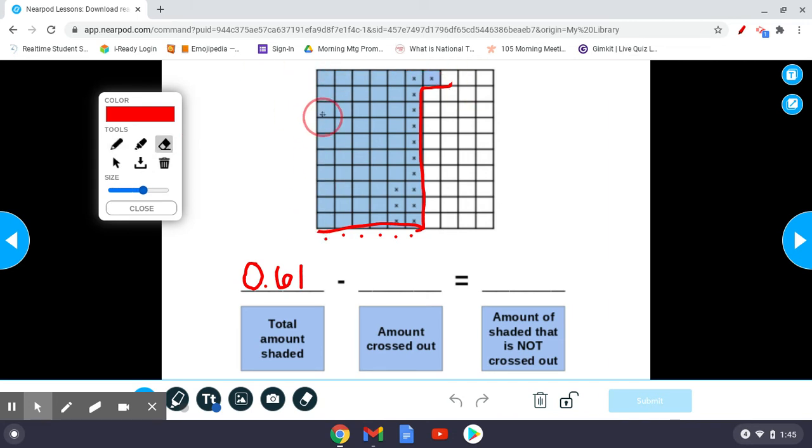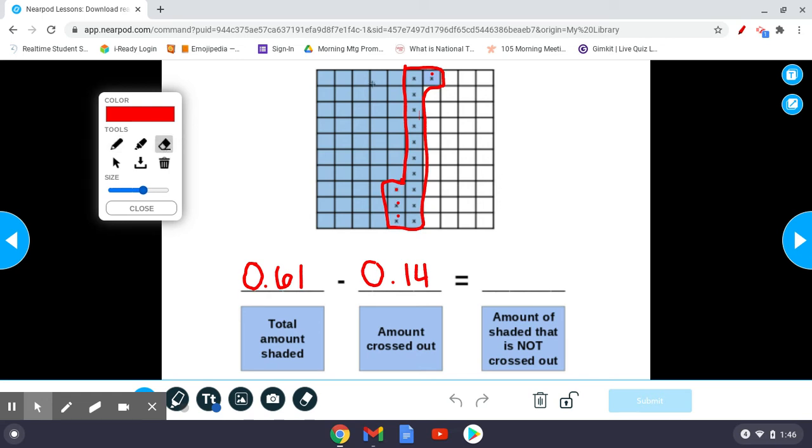Now let's look at what our second number in our problem represents. Now it says that we have to take away, and taking away means I crossed out some stuff. So I'm going to be looking at all of this. That represents what part of the shade is being taken away. Again, I have that one entire column, 11, 12, 13, 14. So again, I have 0 whole grids and then 14 little boxes for 14 hundredths. So far we have 61 hundredths minus 14 hundredths.